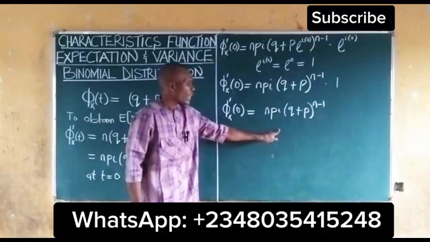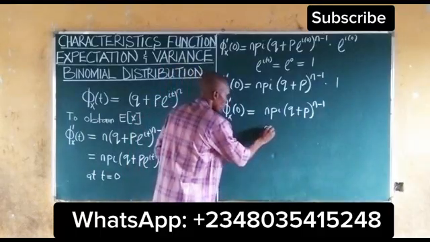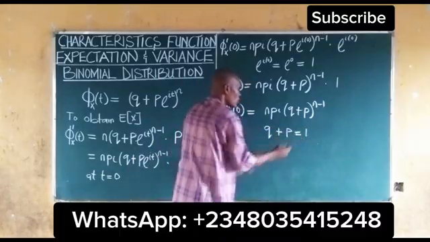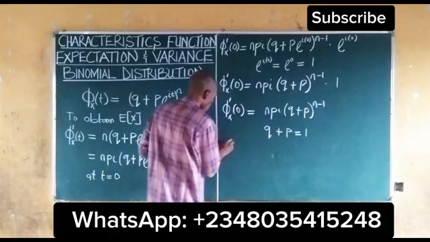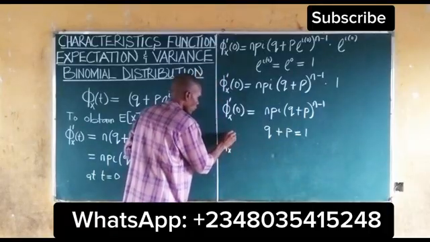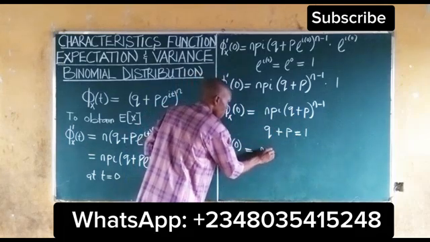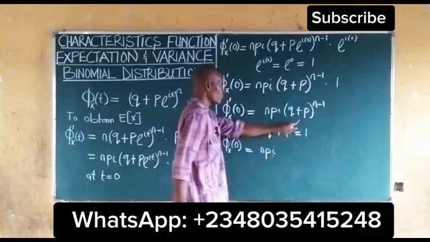And we note that from probability, the probability of success plus failure is equal to 1, so the whole of this becomes 1. So our derivative at t equal to 0 will now be n p i, because the whole of this has turned to 1.